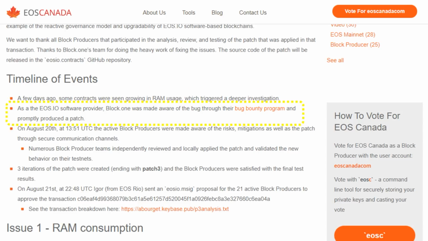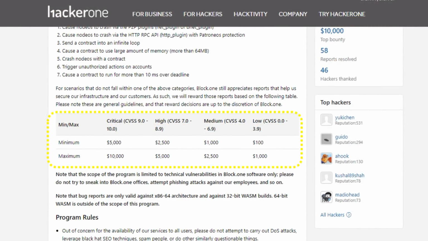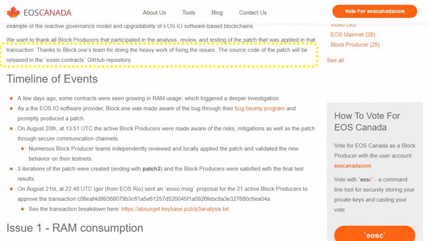What happened next is someone reported this to block.one through the bug bounty program, likely one of the accounts impacted by the exploit. The bug bounty program enables people who uncover bugs or security flaws like this one to collect up to $10,000 for their finding. block.one then began working on a fix for this issue.